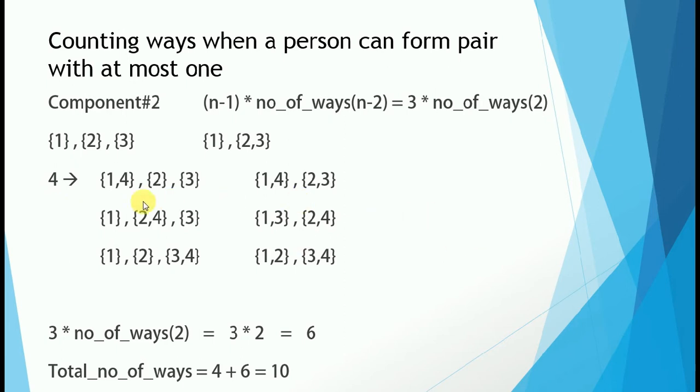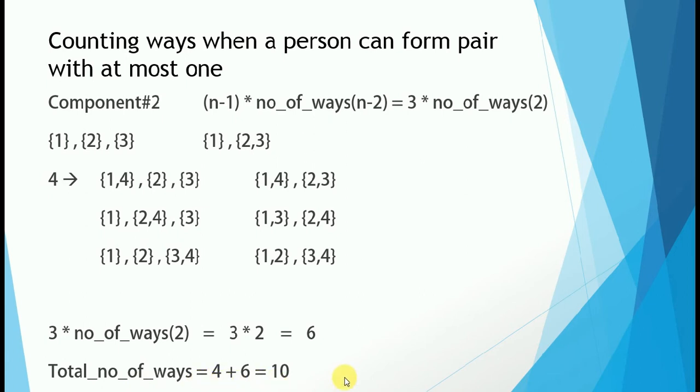So there are 4 more such arrangements possible like this, which makes it a total of 6 arrangements. Because in the above example, 4 formed a pair with 1, but 4 can also form a pair with either 2 or 3. That means it has 3 people with whom it can form a pair. So when n is 4 and it has 3 people with which it can form a pair, we multiply the number of ways for n minus 2 with n minus 1. And if you solve the second component, which was 3 multiplied by the number of ways for 2, you also get 6. Thus the total number of ways when n is 4 becomes 10.